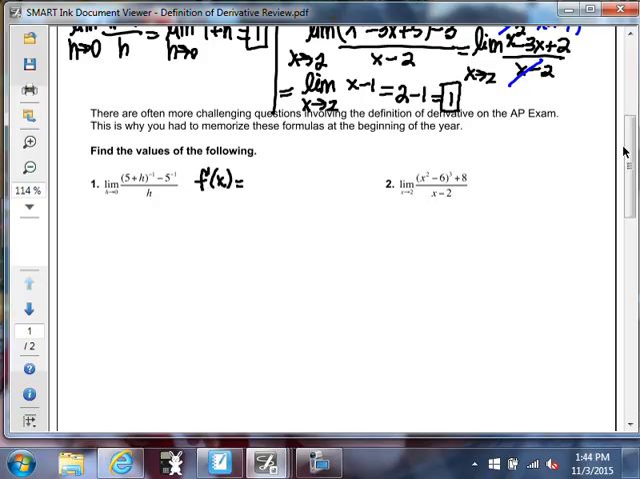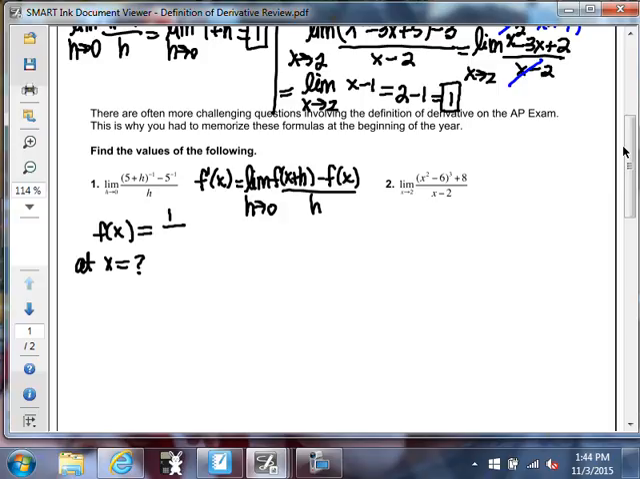f prime of x is equal to the limit as h goes to 0 of f of x plus h minus f of x all over h. It's in that form. Okay, can you see what we need to identify what f of x is, and we need to say at x equals something. So what function do you think we're dealing with? Can you see it? Any guesses? 1 over x, that's exactly right. We're dealing with 1 over x. And what's the x value we're evaluating at? 5, exactly. Do you guys see how that's set up?